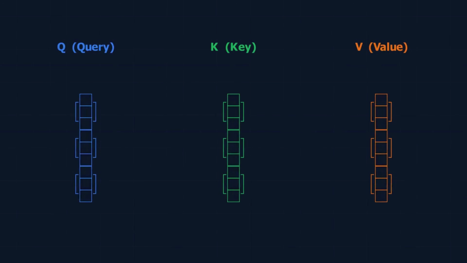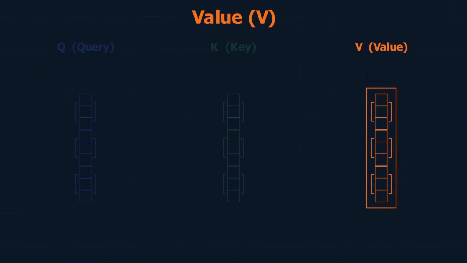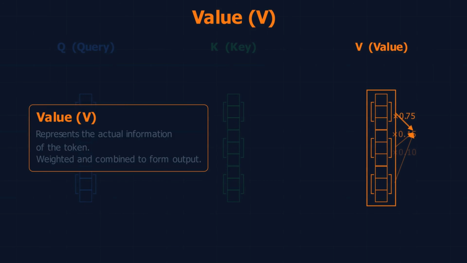Now let's understand what values are in Q, K, V. So far we have decided who to focus on, as shown in the matrix. Now values represent the information of each token. The final contextual embedding is the product of attention score and value vector. This was the quick understanding of QKV.